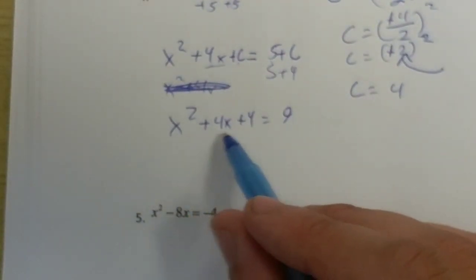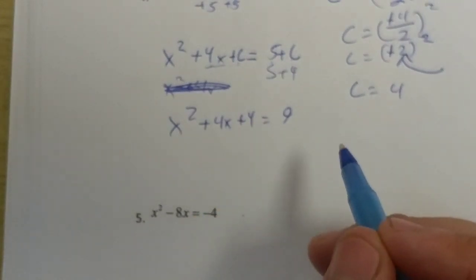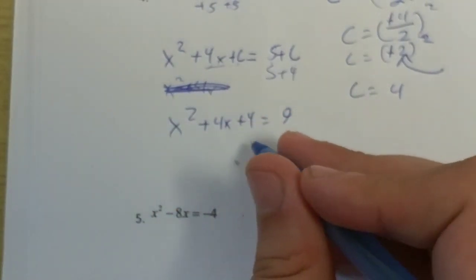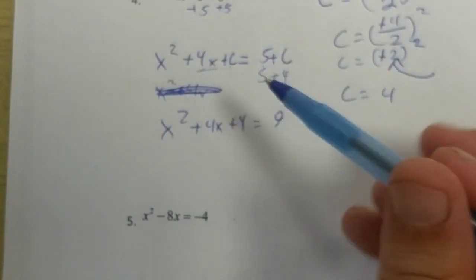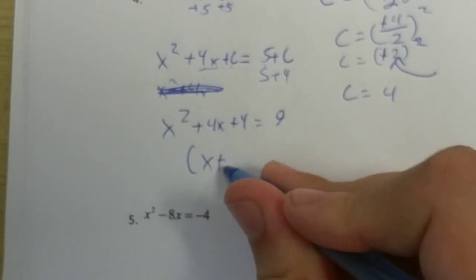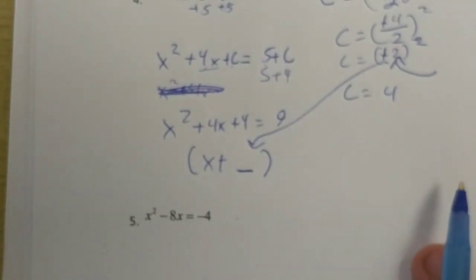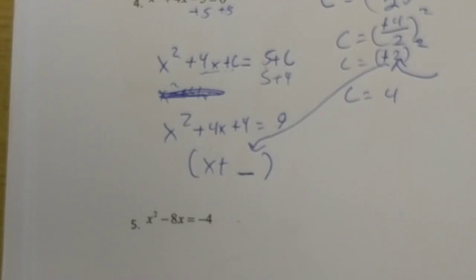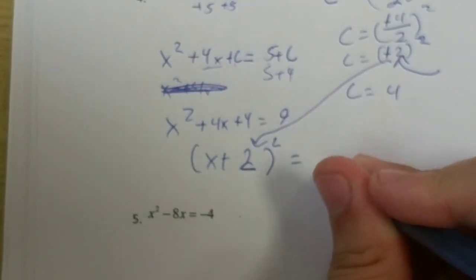All right, so let's do this. X squared plus 4x plus 4 equals 9. So let's get it solved. What I have to do is factor the left side. The factor of the left side always looks like this: x plus whatever this number was over here. And since that number was positive 2, we set it up to be positive 2. So this is x plus 2 squared equals 9.